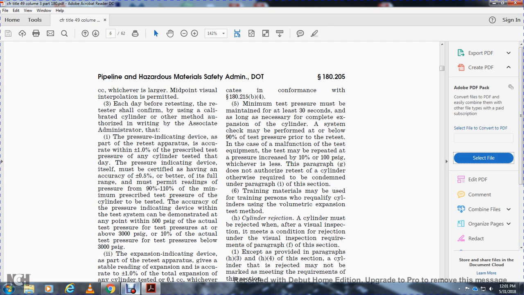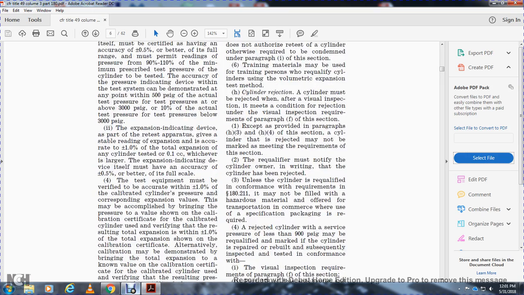Actual test pressure: if the test pressures are above 3,000 psi gauge, the tolerance is 10%. With the actual test pressure of 3,000 psi gauge, the expansion indicating device that is part of the retesting apparatus must give a suitable reading of the expansion, accurate to plus or minus 1% of the total expansion of any cylinder tested, or 0.1 cc, whichever is larger. The expansion indicating device itself must have an accuracy of plus or minus 0.5% at full scale.